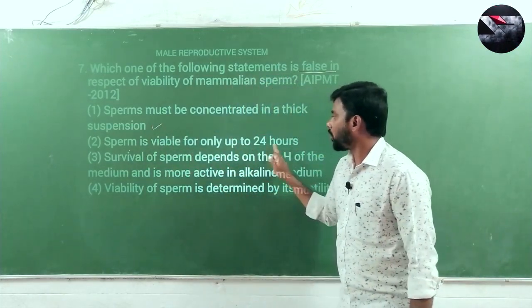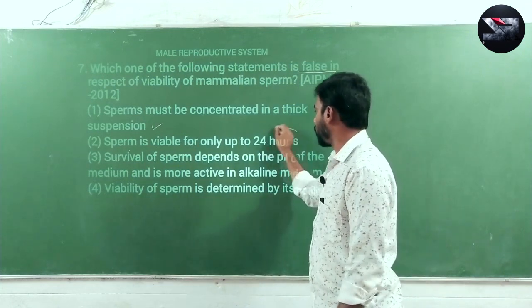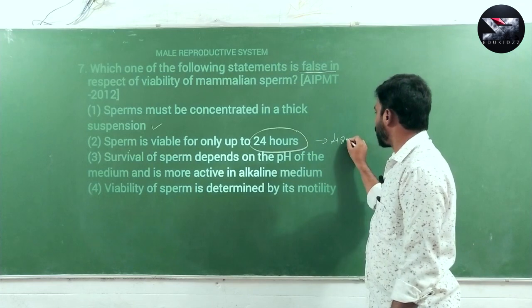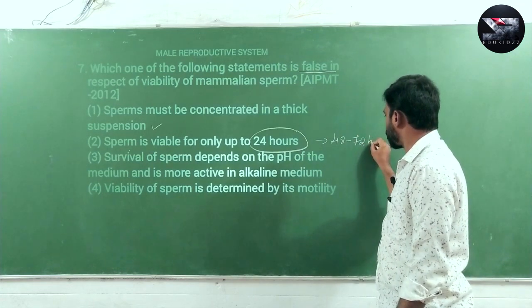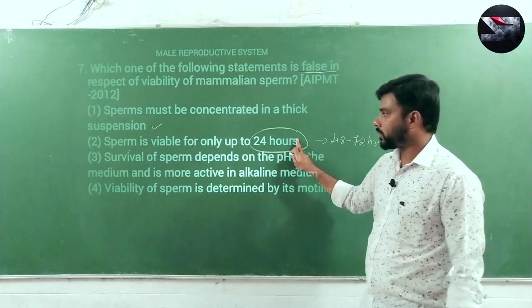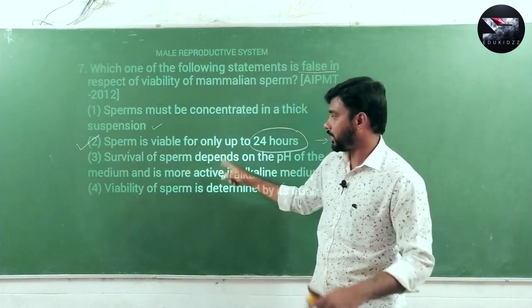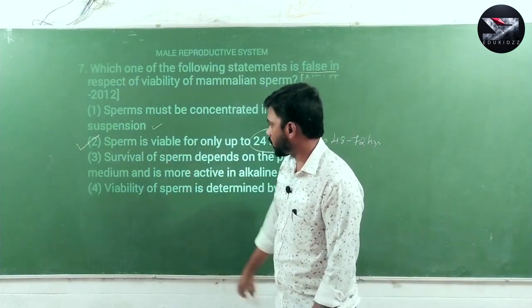Sperm is viable only for up to 24 hours. This is wrong. Sperm is viable for about 48 to 72 hours. This is the wrong statement, so this is the answer for this question, since we need the false statement. Let us have a look at the other two options.